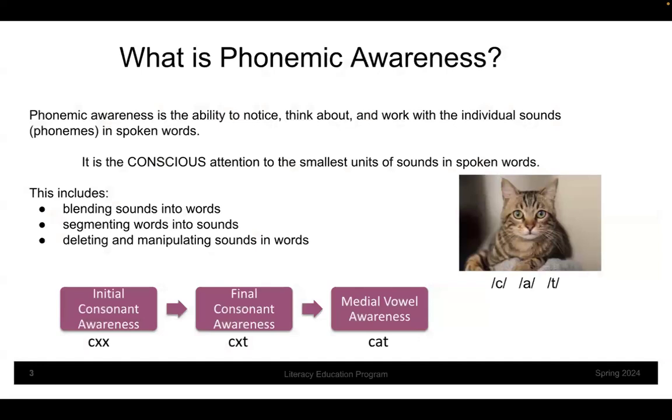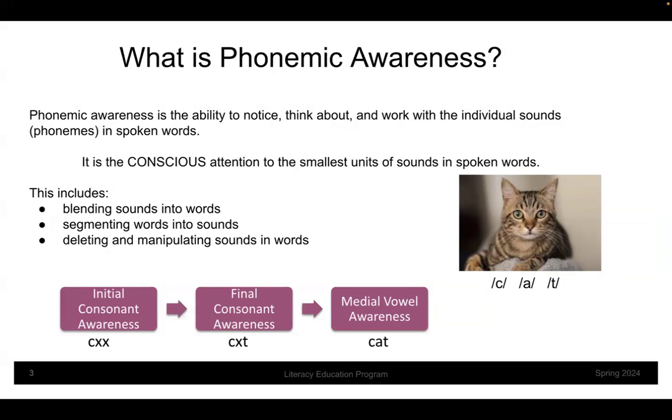Phonemic awareness is the ability to hear or identify and manipulate individual sounds within a word. It's a child's ability to notice, think about, and work with those individual sounds, their conscious attention to the smallest units of sounds in spoken words.